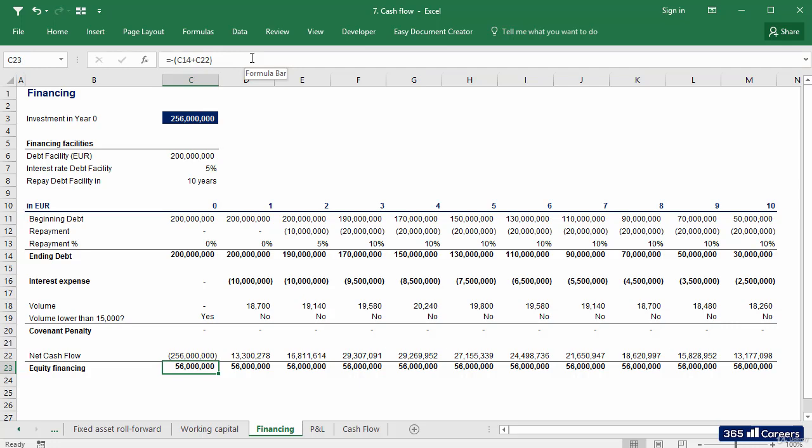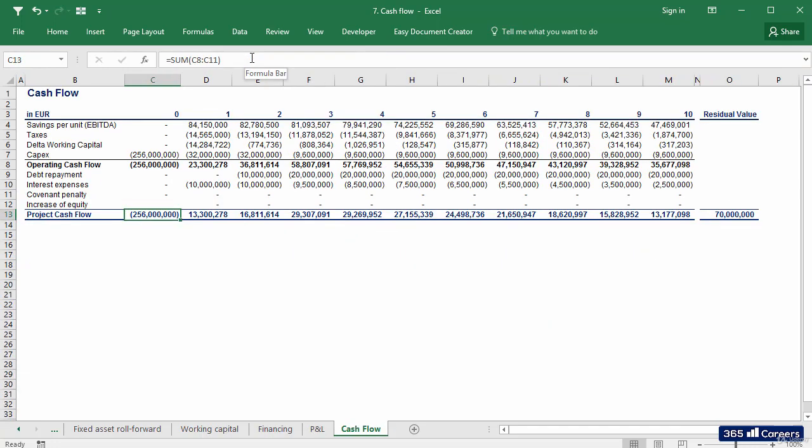Perfect. We are ready to continue and calculate the project's weighted average cost of capital.